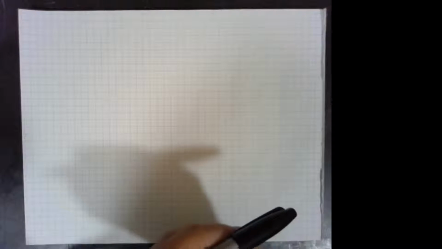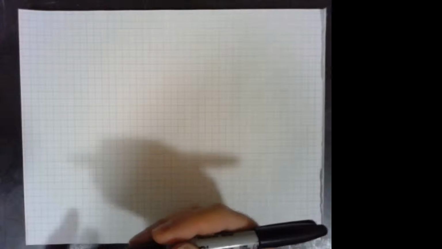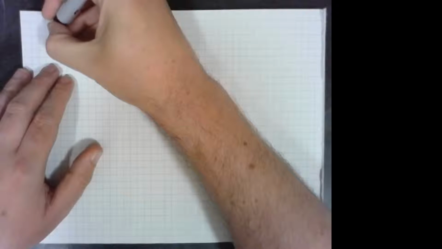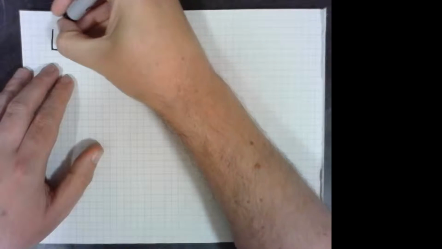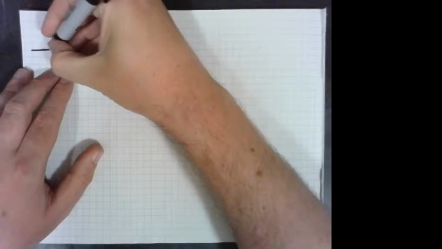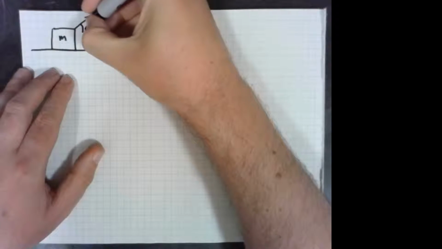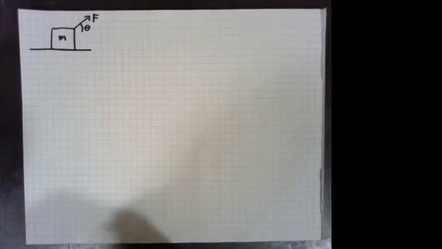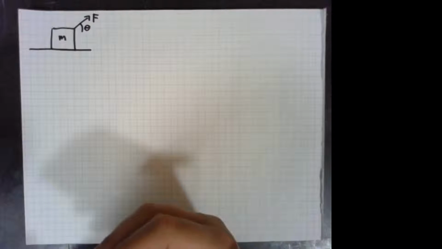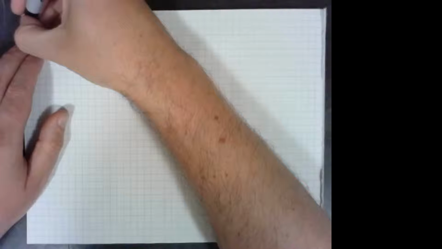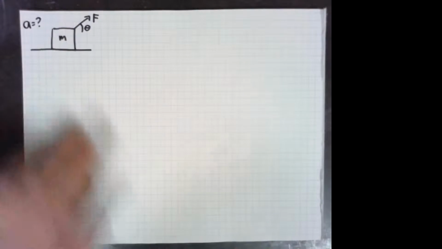So let's do a quick force example. I want to talk here about a box sitting on a floor that has friction, where it's just pulled at some angle. So here's my box, like so, has mass M. It's sitting on a floor, and it's being pulled with a force F at some angle theta. What we want to find is, what is its acceleration? A equals, we don't know.